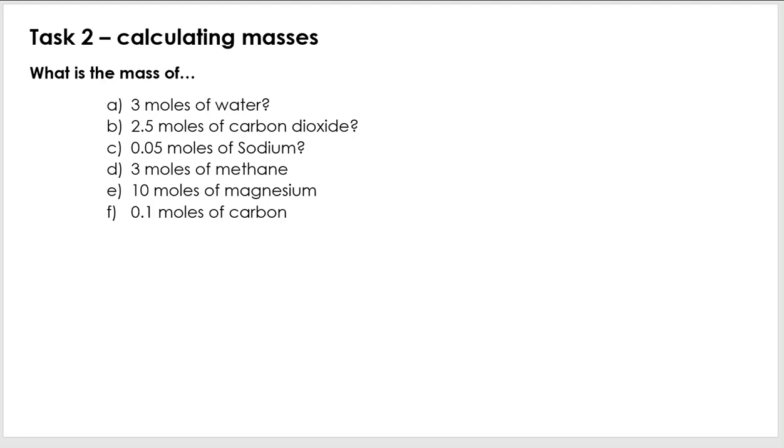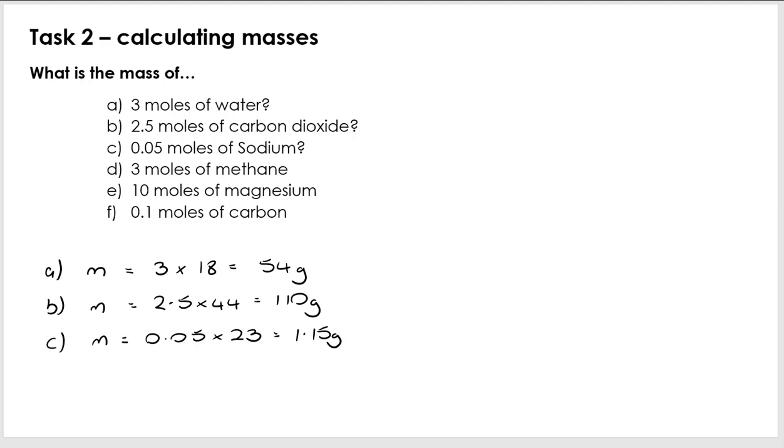So 3 moles of water, that's for mass, it's moles multiplied by molecular mass. So 3 multiplied by 18, I would have 54 grams of water. 2.5 moles of carbon dioxide, that's 2.5 multiplied by 44. That's 110 grams of carbon dioxide. Sodium, 0.05 moles. I'm going to multiply that by 23. That's 1.15 grams.